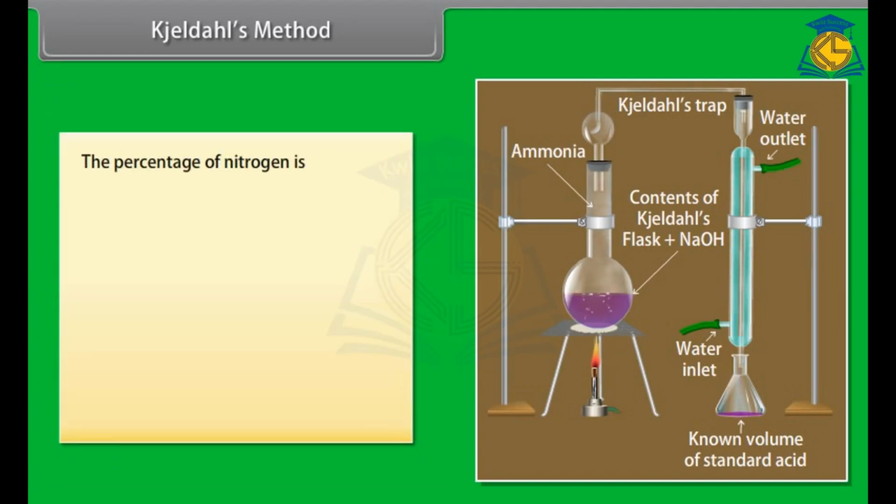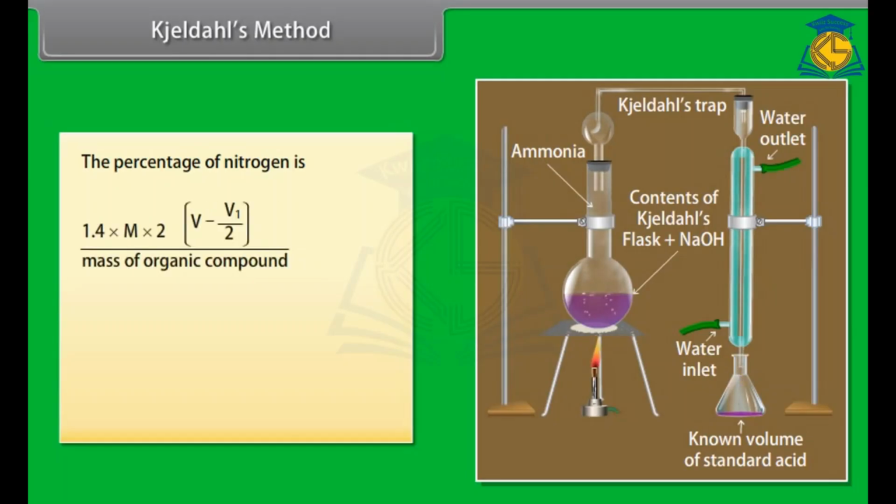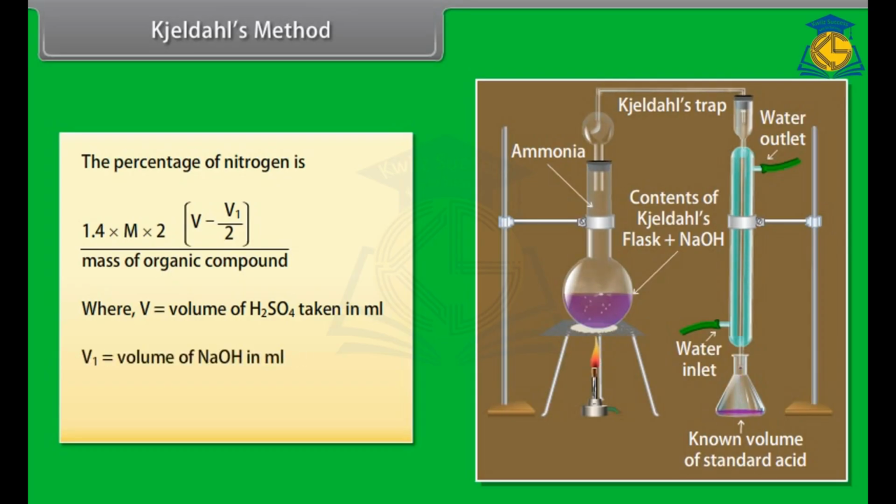The percentage of nitrogen is 1.4 × m × 2 × (V − V1/2) divided by mass of organic compound, where V is equal to volume of H2SO4 taken in milliliters, V1 is equal to volume of NaOH in milliliters, m is equal to molarity of H2SO4.